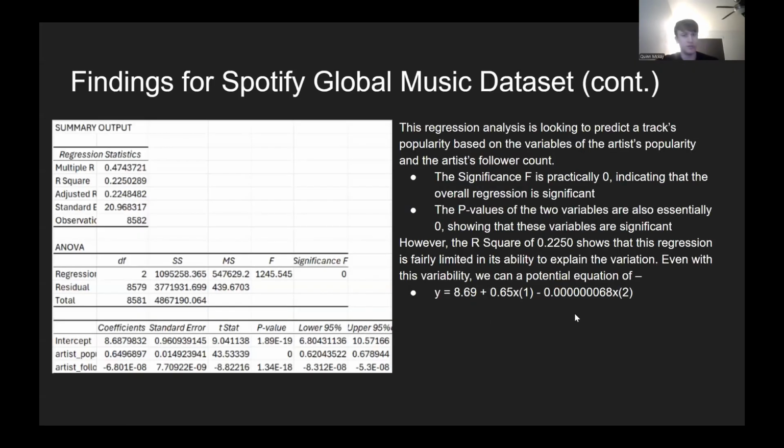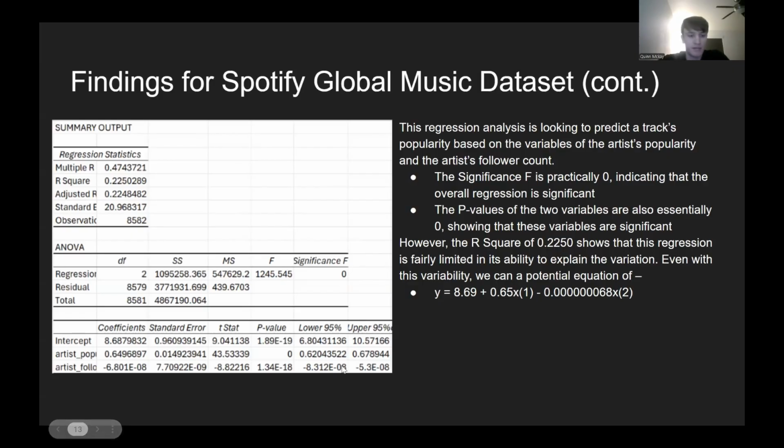And now we go on to our regression analysis. Initially, we were going to use the variables artist popularity, artist followers, and track duration. However, with our findings for track duration, we decided to not include it because the visualization showed that there wasn't really any relation between track popularity and track duration, so we did not include that in our regression analysis.